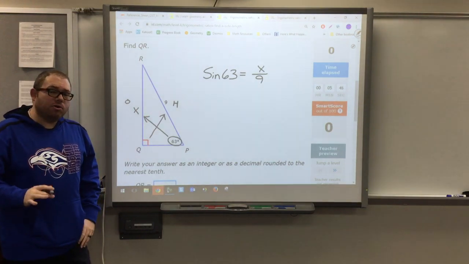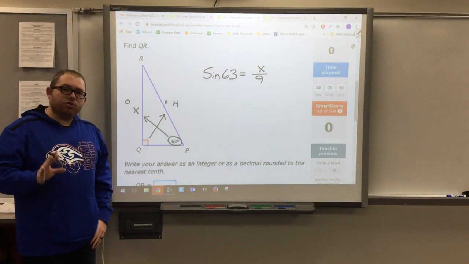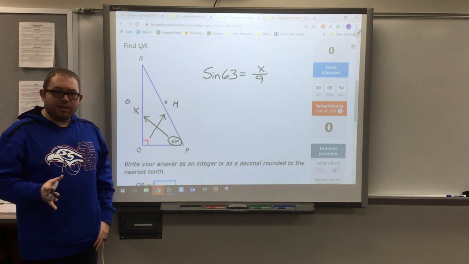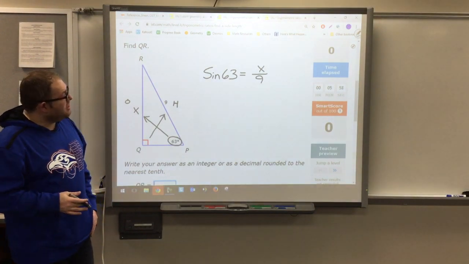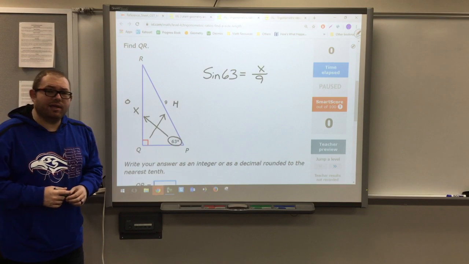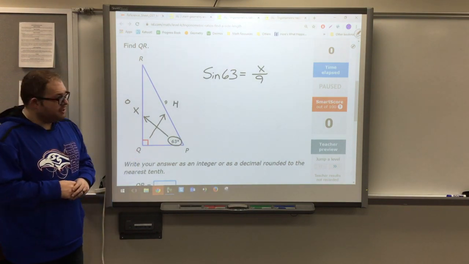The last part requires a calculator. Now you have to make sure that your calculator is either a scientific calculator or a graphing calculator typically. If it doesn't have the sine, cosine, and tangent buttons on the calculator, you're not going to be able to do these. So please keep that in mind.